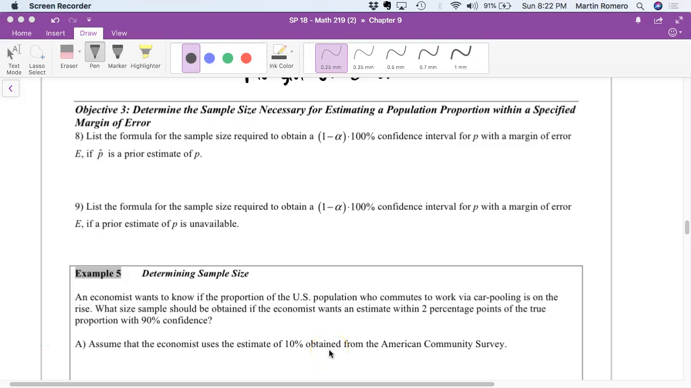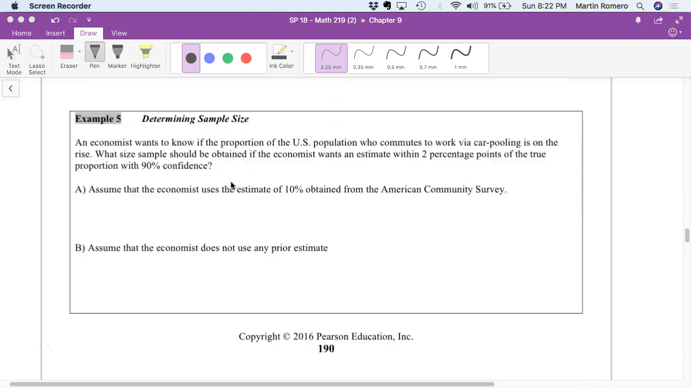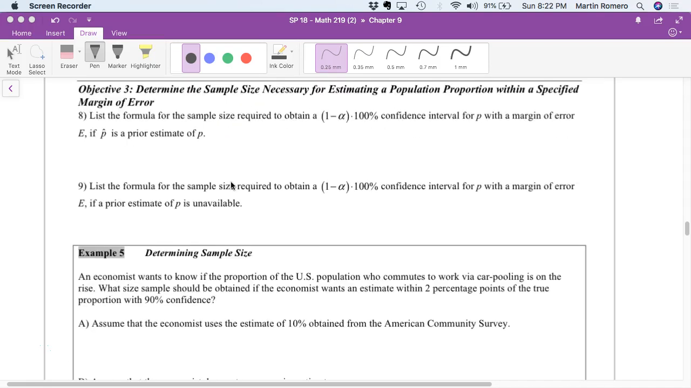This is part 4 of the chapter 9.1 lecture. So we have one last example here. This involves determining the sample size necessary for estimating a population proportion within a specified margin of error.